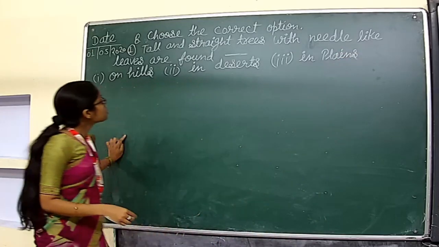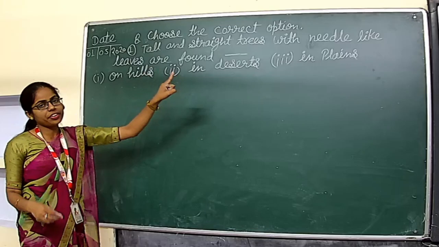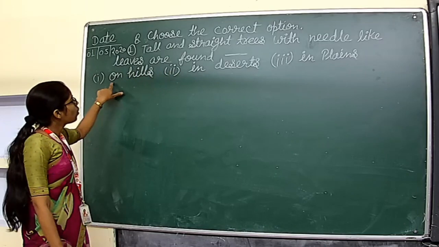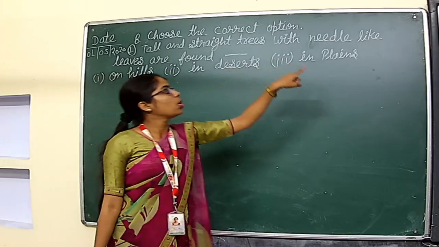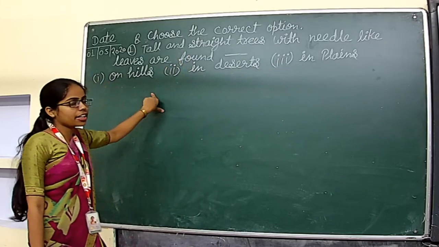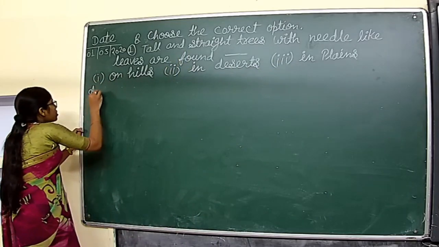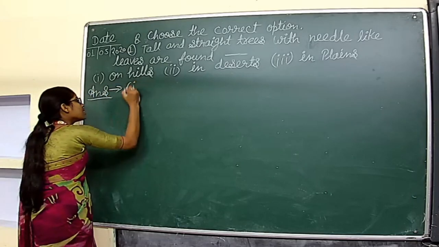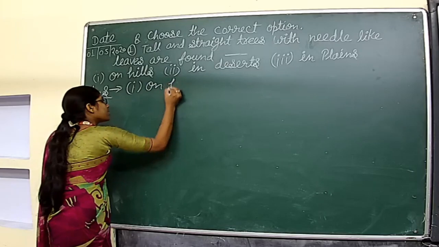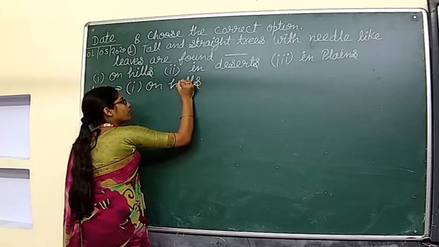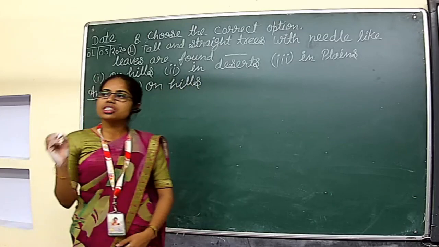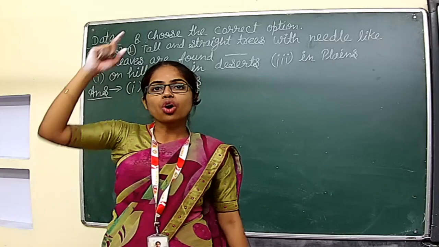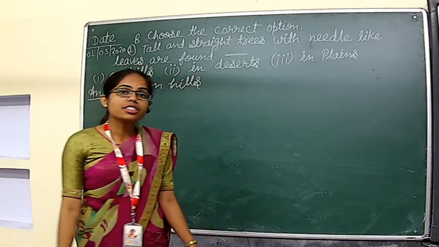See once again. Tall and straight trees with needle-like leaves are found dash on hills, in deserts or in plains. We have to choose the correct option. So what will be the answer for this? The first option is correct here, on hills, because we know that the trees on hills have needle-like leaves and they are tall and straight.